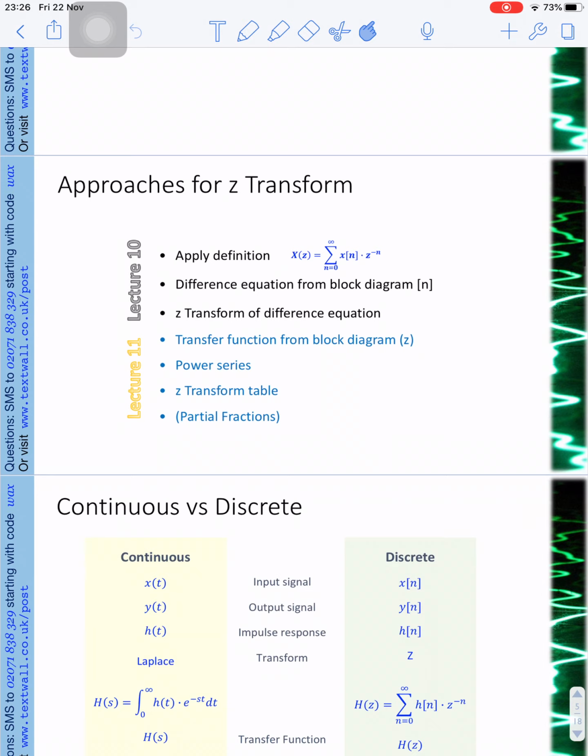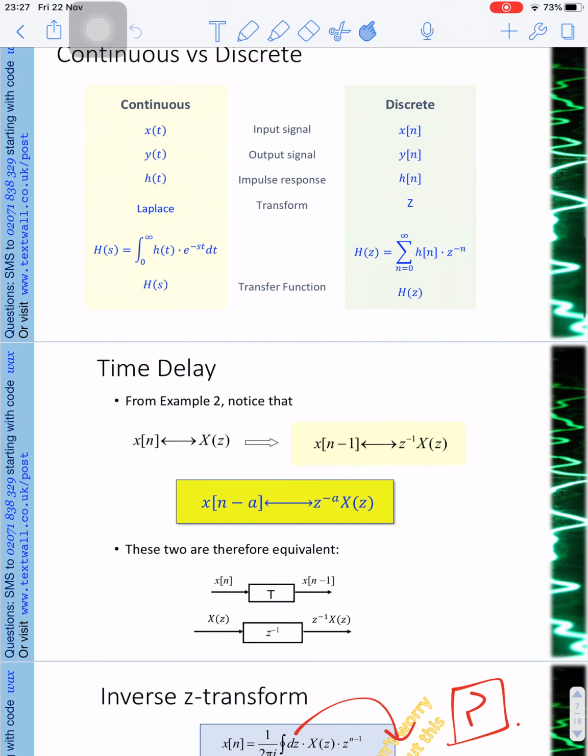Firstly, there are several approaches to the Z transform. We can apply the definition, which is the summation from 0 to infinity of x[n] times z to the power of minus n, or use the difference equation from the block diagram. We can also do the Z transform of a difference equation. In lecture 11, we are going to talk about the transfer function from a block diagram, the power series, the Z transform table, and partial fractions.